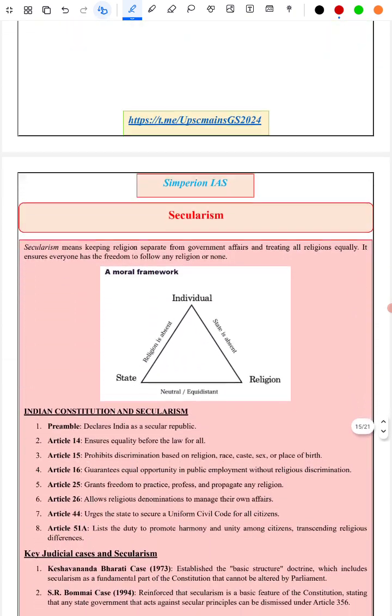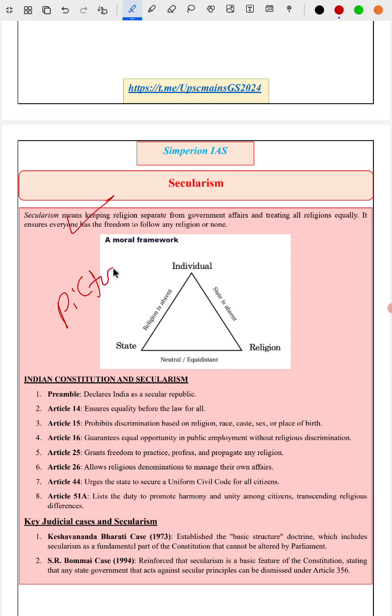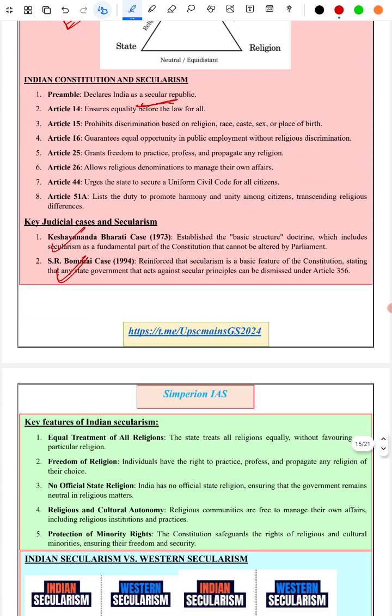Next, the topic is secularism. We have given a definition and we have drawn pictorial representations of Indian secularism, the Indian Constitution and secularism. The Preamble itself says India is a socialist, secular, democratic republic. We have given a few points from DPSP, fundamental rights and the fundamental duties. Key judicial judgment, that is Kesavananda Bharati: secularism is a basic structure of the Constitution. SR Bommai case, we have added the Supreme Court judgment regarding that, which also dealt with secularism.